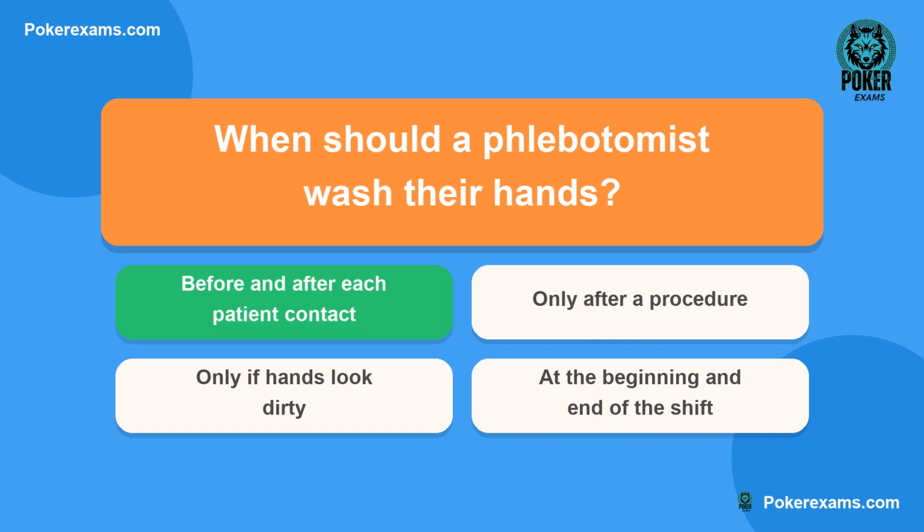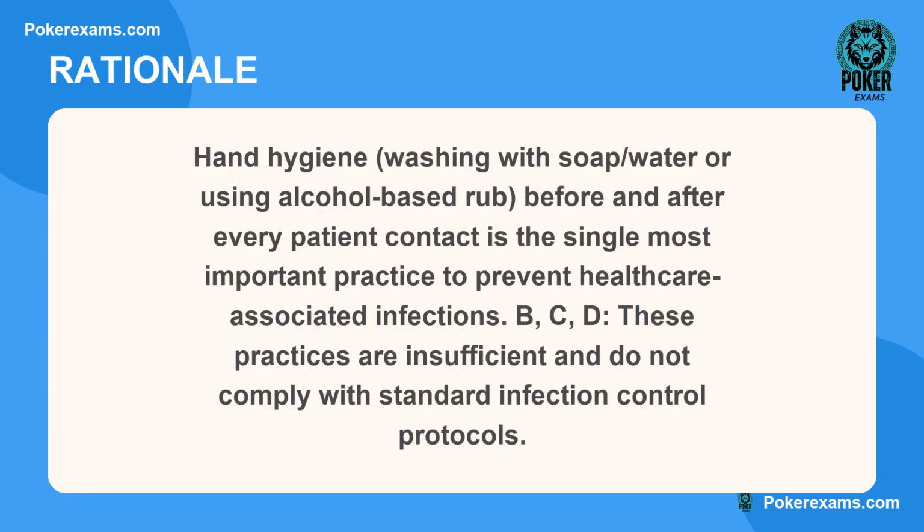The correct answer is A. Here is why. Hand hygiene, washing with soap and water or using alcohol-based rub before and after every patient contact, is the single most important practice to prevent healthcare-associated infections. B, C, D. These practices are insufficient and do not comply with standard infection control protocols.